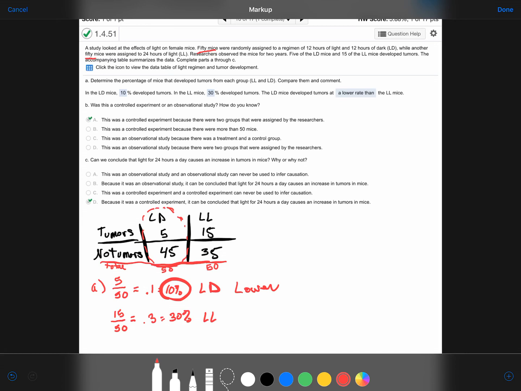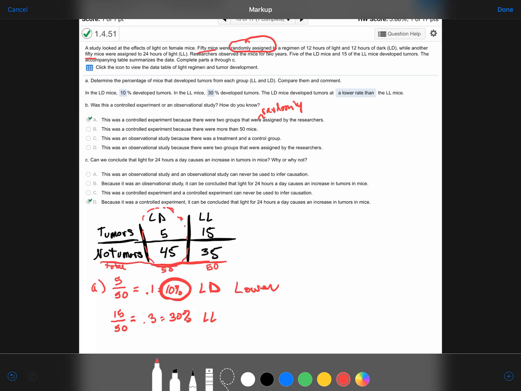Okay, then for part B, was it a controlled experiment or an observational study, and how do you know? This one was definitely a controlled experiment because there were 2 groups, and I honestly wish they would add the word right here, randomly. That's what we're looking for, is not only that the 2 groups were assigned by researchers, but that they were randomly assigned. That's always the key phrase that we're looking for there. So they were randomly assigned by the researchers.